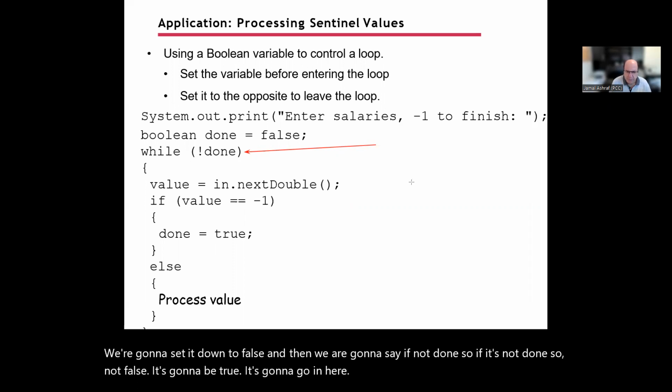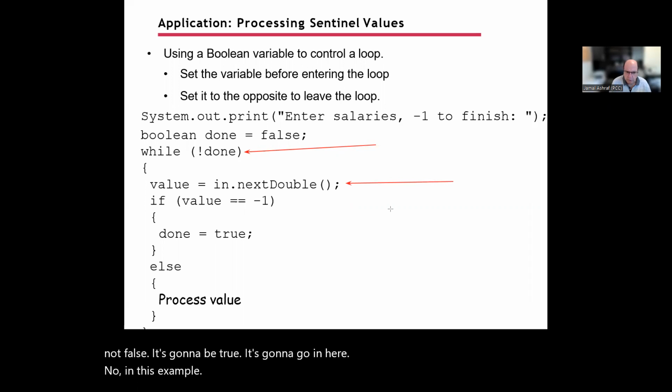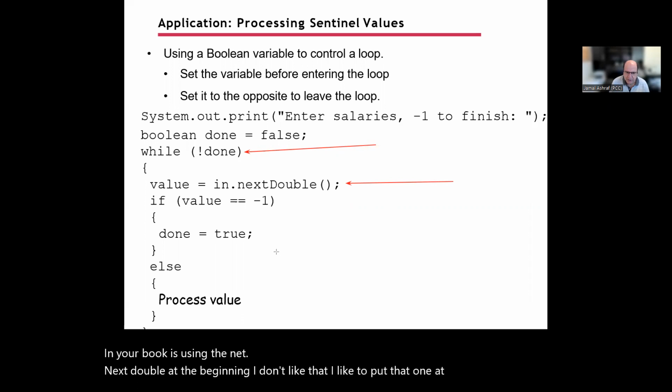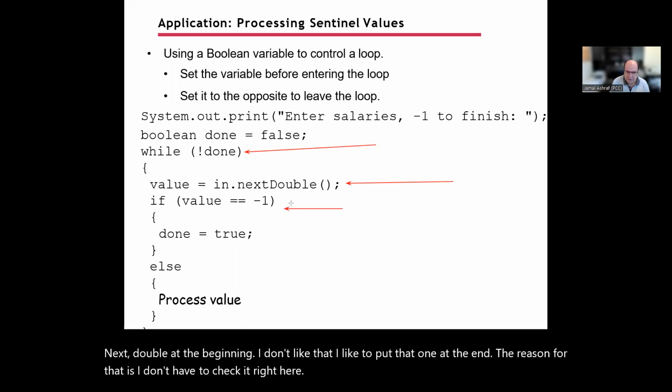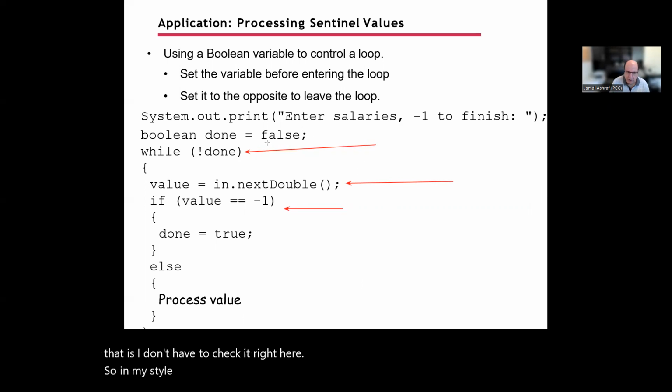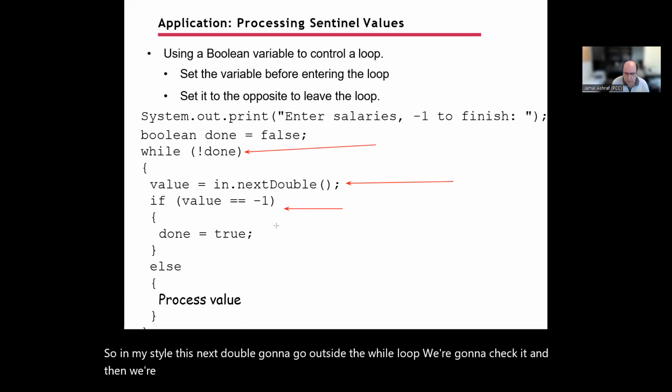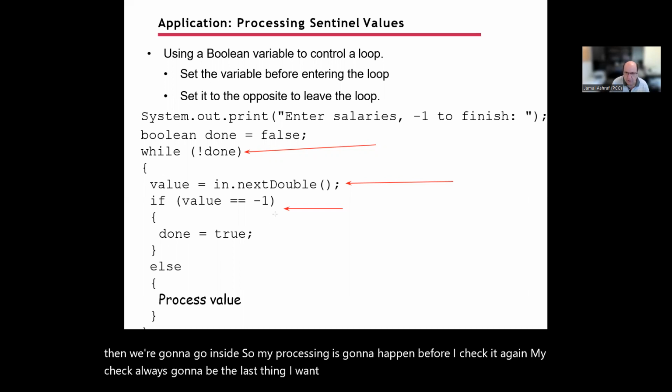Now, the example in your book is using the next double at the beginning. I don't like that. I like to put that one at the end. The reason is I don't have to check it right here. So in my style, this next double is going to go outside the while loop. We check it, and then we go inside. So my processing happens before I check it again. My check is always the last thing I do in my loop, but these are another option.